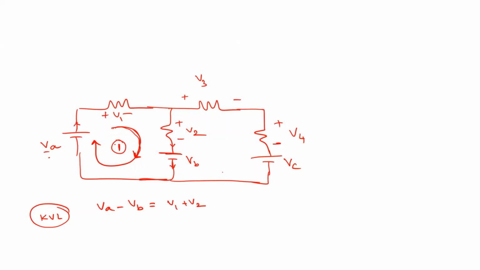Clear? So this is positive. The current flows from positive to negative. Is that clear? Yes, sir. Okay. So now come to this loop.